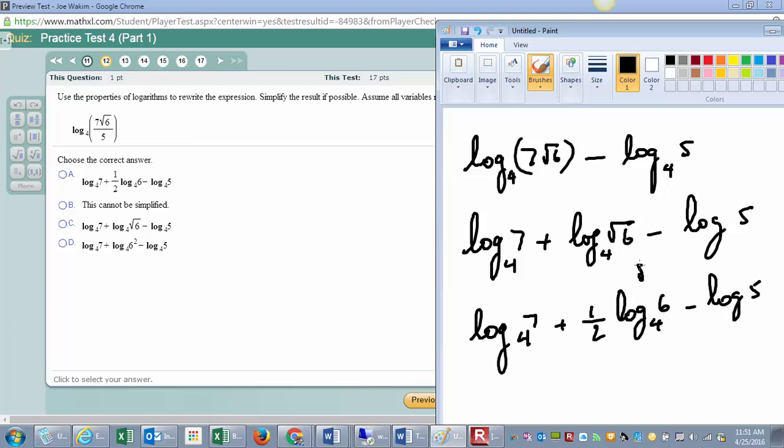Remember, square root of 6 is 6 to the power 1/2, and then we use the power rule to move the 1/2 outside the log. And that would be the final answer. Which one has a 1/2? Log 7 and minus log 5. So that's the answer.